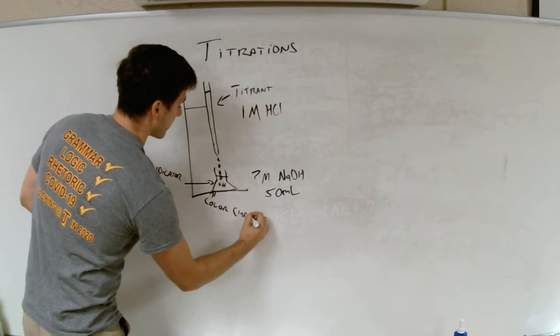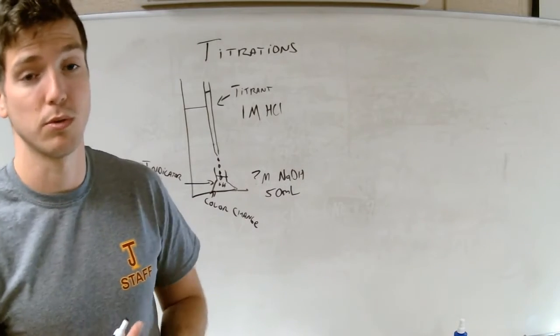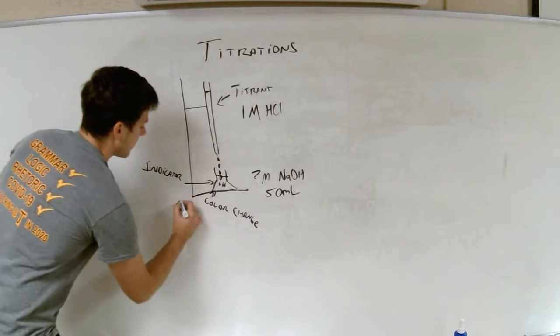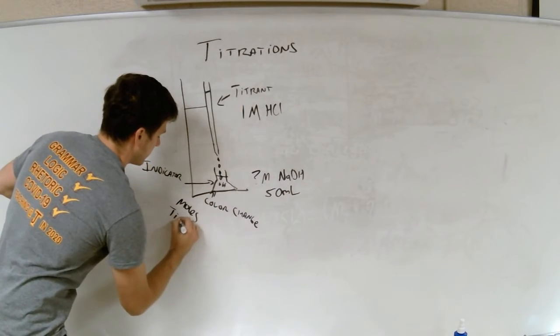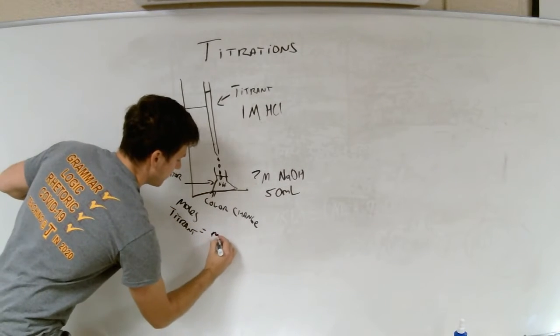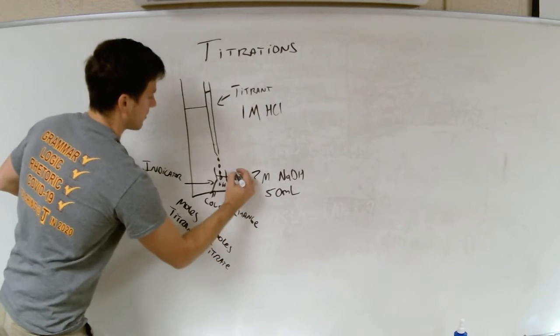Okay? It's different for every type of titration. Sometimes it's from a red to a blue. Sometimes it's from a clear to a pink. Okay? But that is when the moles of titrant equal the moles of the solution down here, which is called our titrate.